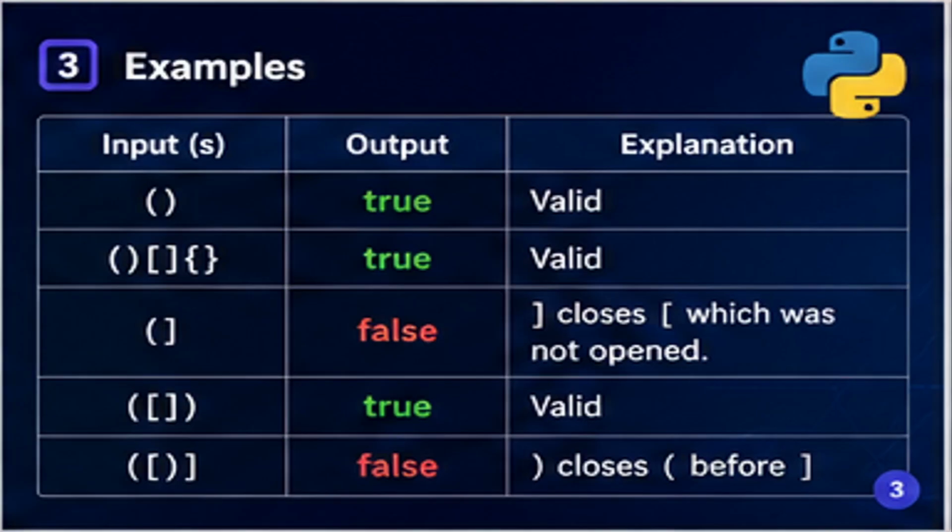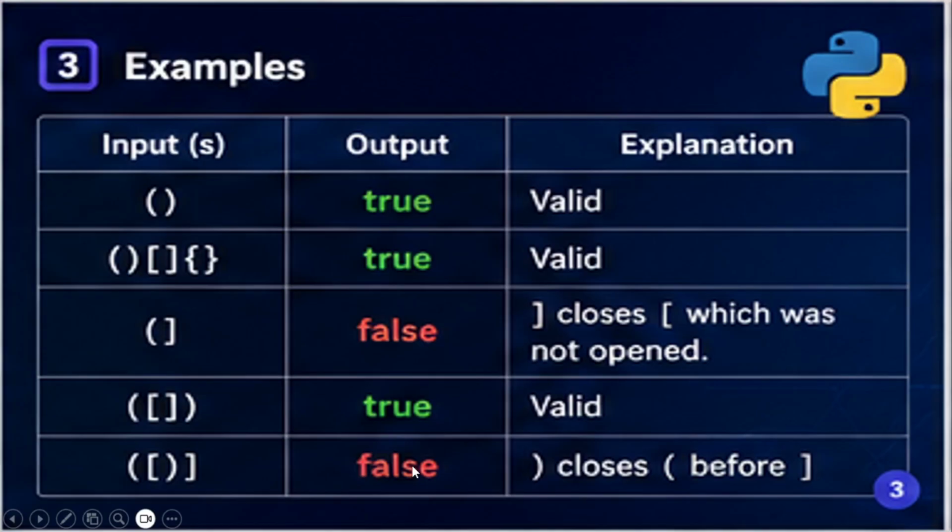Let's understand with a few examples. Example 1, parentheses only. We open one bracket and immediately close it. That's valid. Example 2, different bracket types are opened and closed correctly. Also valid. Example 3, we encounter a closing square bracket without opening one first. That's invalid. Example 4, the brackets are properly nested. Valid again. Finally, the closing parenthesis appears before the opening square bracket is closed. The order is wrong, so the answer is false.